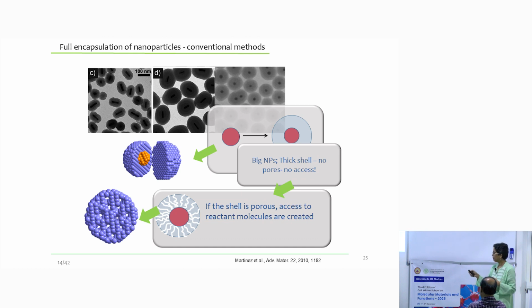So that is another problem. So we thought, okay, we need to go for a shell that is thick, but it should be porous. So you need to encapsulate, but make that encapsulation porous. Then things can go inside, and it will have a gate effect also, which will enhance the stability of the catalyst. So that is what we did.